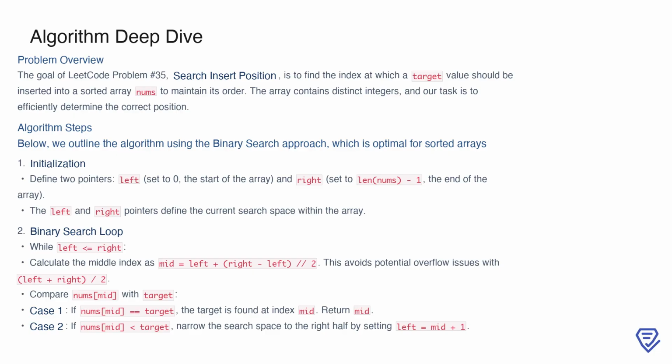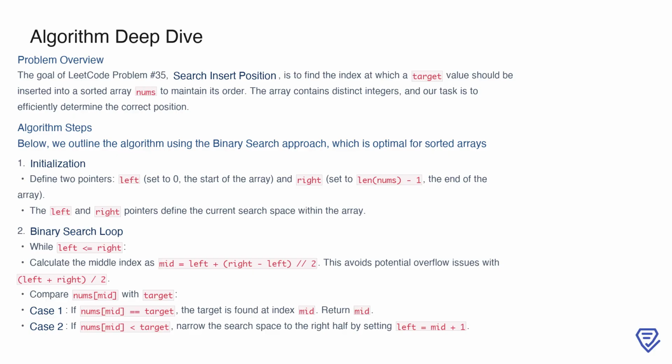While the left pointer is less than or equal to the right pointer, we calculate the middle index using the formula mid = left + (right - left) // 2. This calculation prevents potential overflow issues that could arise from directly summing left and right. Once the middle index is determined, we compare the value at nums[mid] with the target. If they are equal, we've found the target's location and can return mid.